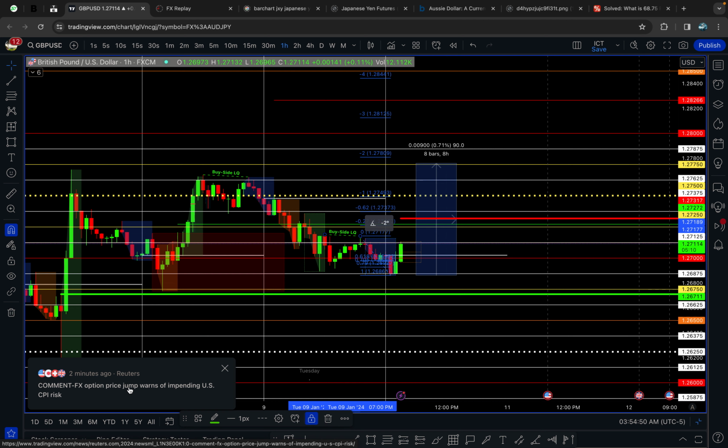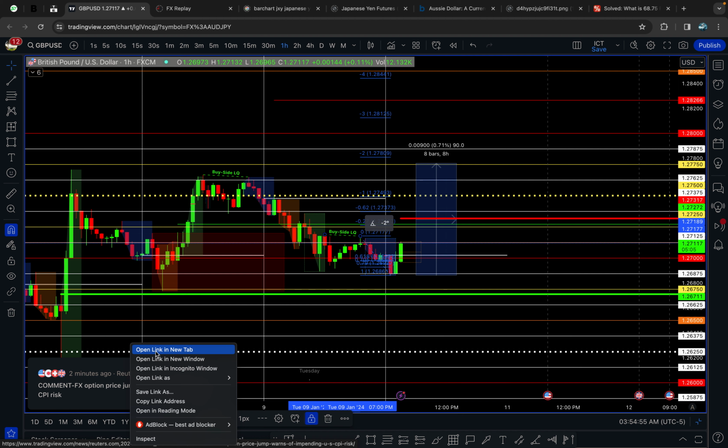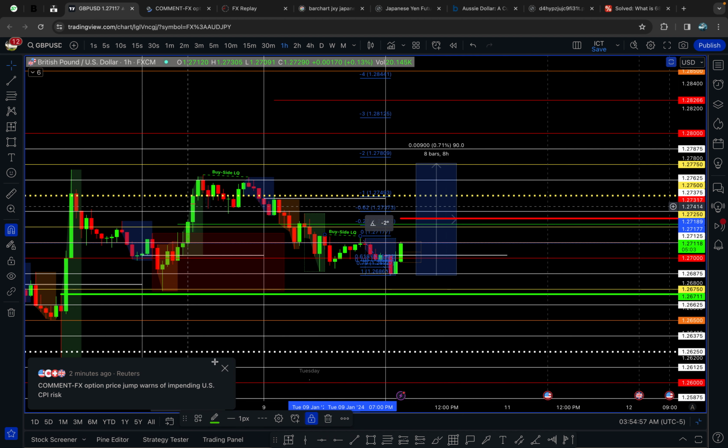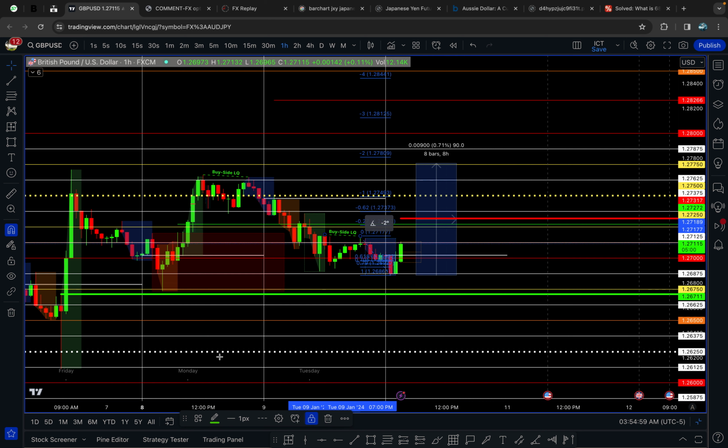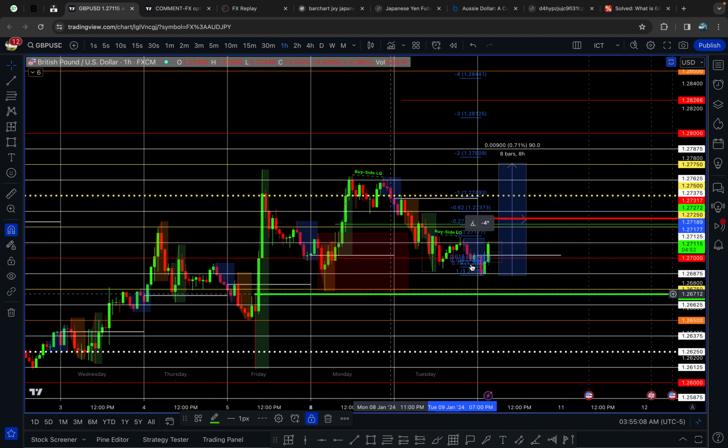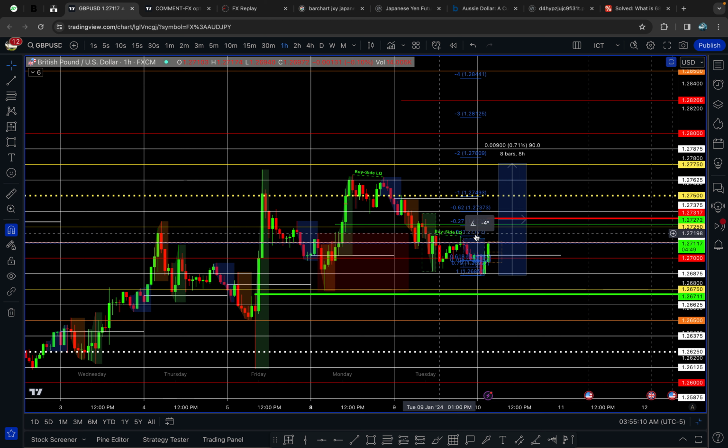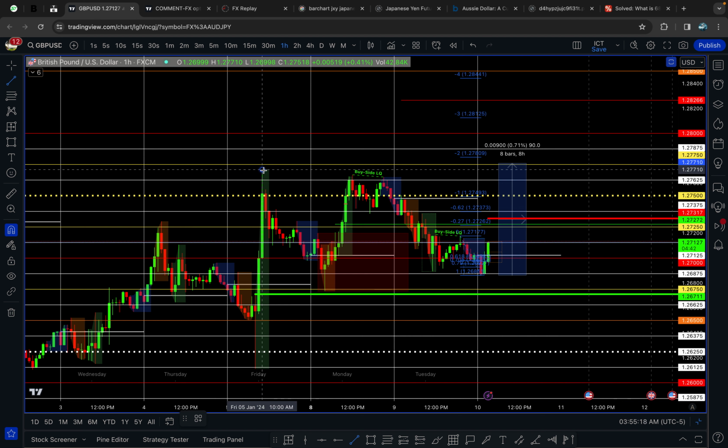Fix option price jumps. Warns of US CPI risk. There's always so much news that comes on TradingView. It's crazy. Yeah, so anyway, there's liquidity here. But really, when you look at it on the higher time frame, it doesn't even look that good. You know what I mean? Like, this looks much juicier. This is a much bigger stake right here, you know, for large institutions or whatever.